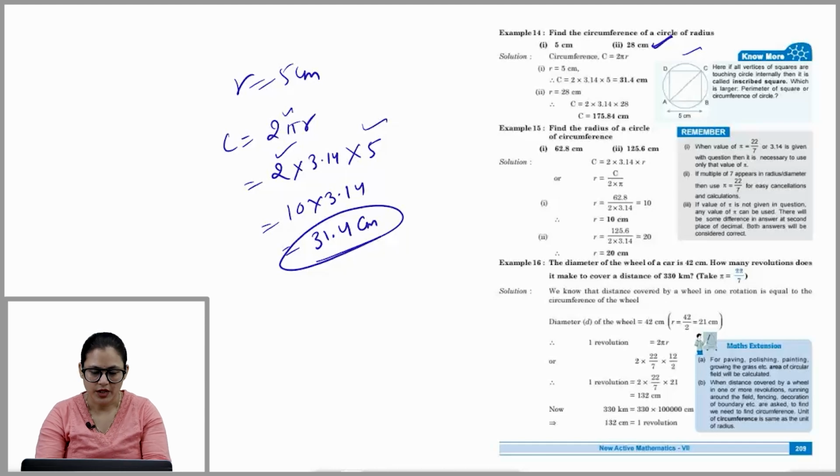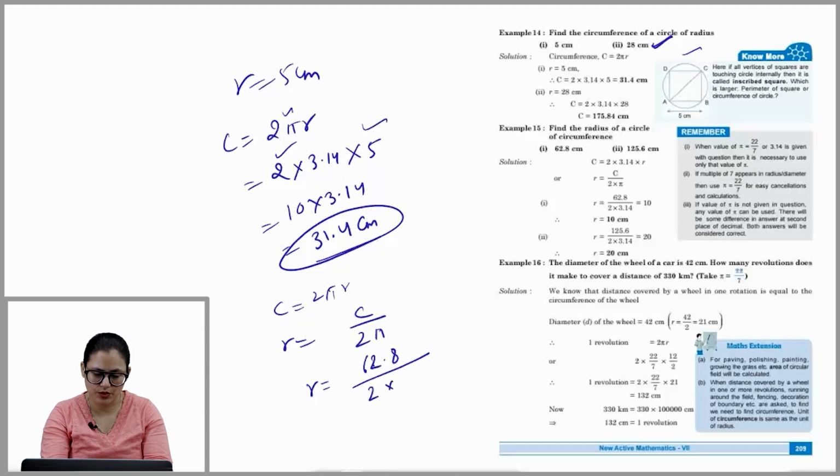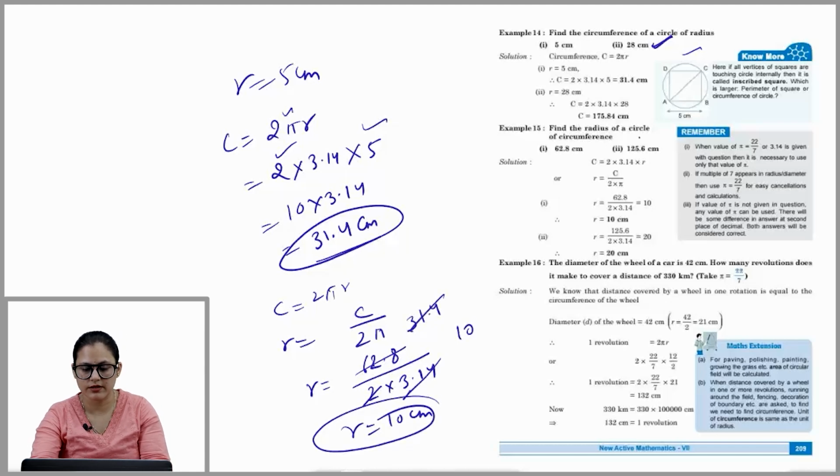Okay, example 15. Now in this case you have to find the radius of a circle and the circumference is given. The circumference is 2 pi r, and you have to find the radius. Radius is what? C upon 2 pi, right? Now put the value. Circumference is 62.8 centimeters, 2 into 3.14. So 2 3s are 6, 2 1s are 2 and 4. Now 10. So the radius is 10 centimeters. Similarly, you will find the radius in this case also.